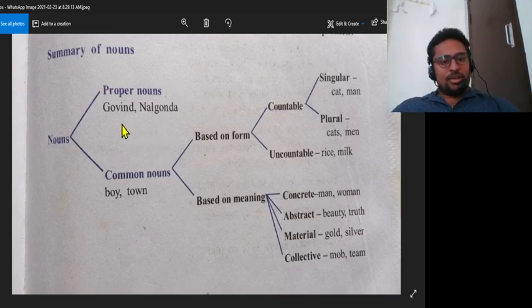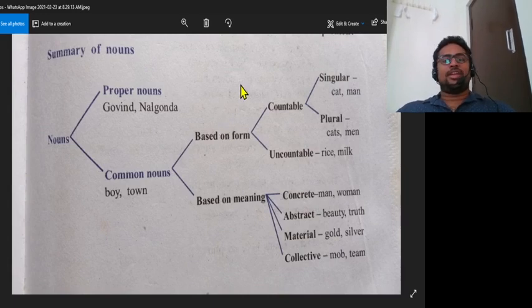Again, common nouns are classified into 2 types: based on the form and based on the meaning. Based on the form, we have 2 types: countable noun and uncountable noun. With countable nouns, we are able to count them. For example, pen we are able to count, but hair we could not count. Milk we could not count. Countable nouns may be written in singular form and plural form, but for uncountable nouns we do not have a plural form. Rice, milk.